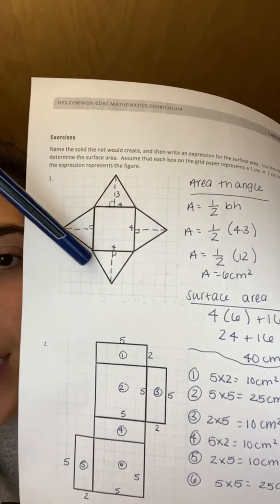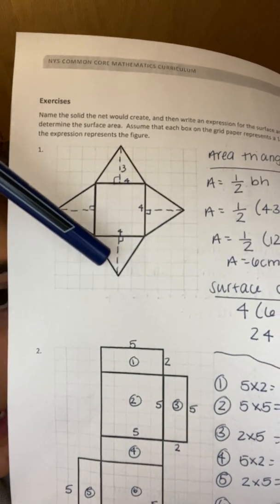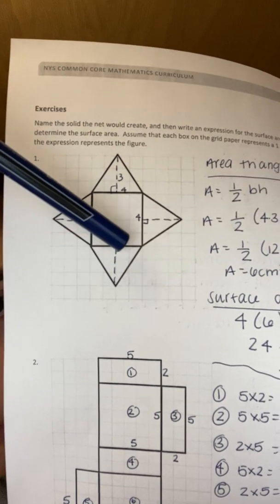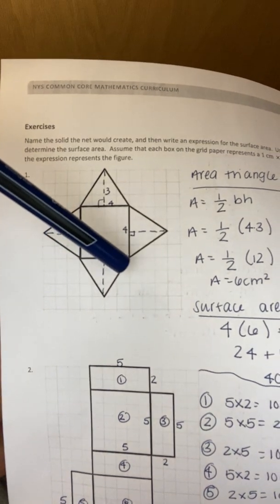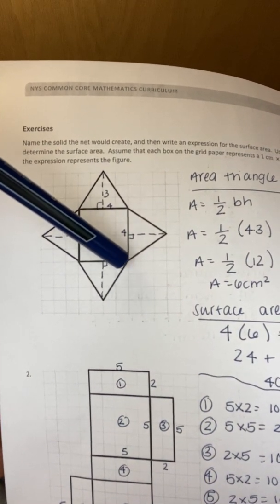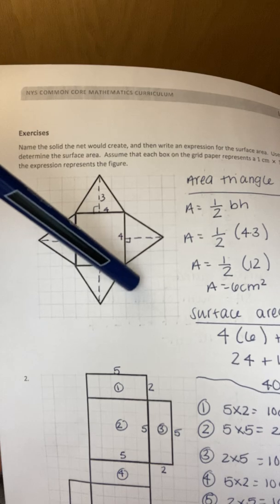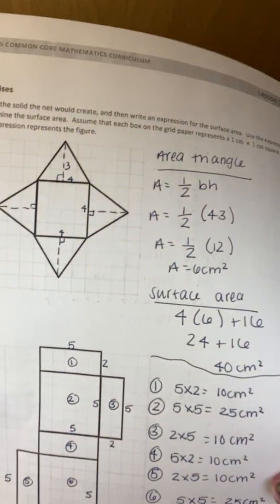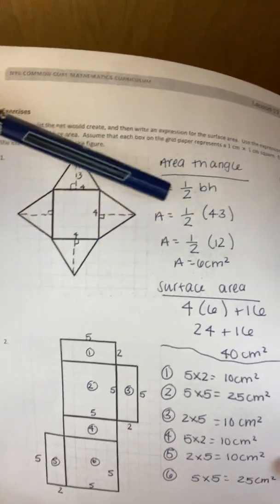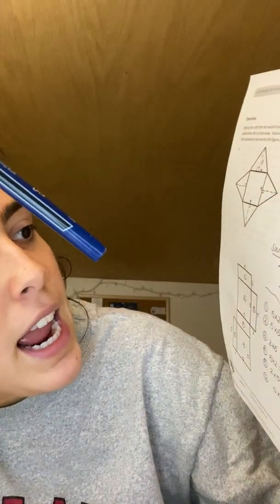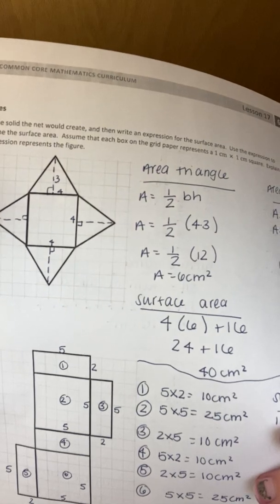And now I need to find my squares. So I went ahead in my square and I said, okay, I have 1, 2, 3, 4. That's my length, and then my width, or my height, 1, 2, 3, 4, right there. So that's how I did that. I used the same formula as I did for area of a triangle. I plugged in those numbers, and I got 6 centimeters squared.